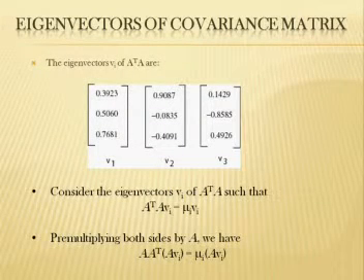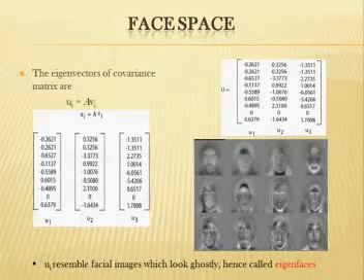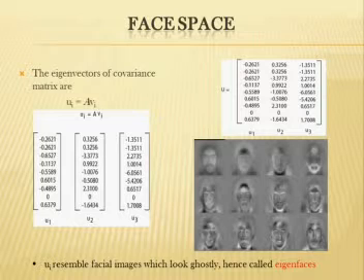The eigenvectors of the covariance matrix are V1, V2, V3. Consider the eigenvectors Vi of A transpose A such that A transpose A Vi equals lambda i Vi. Pre-multiplying both sides by A, we have A A transpose A Vi equals lambda i A Vi. The eigenvectors of the covariance matrix are U1, U2, U3. Ui resembles facial images which look ghostly, hence called eigenfaces.